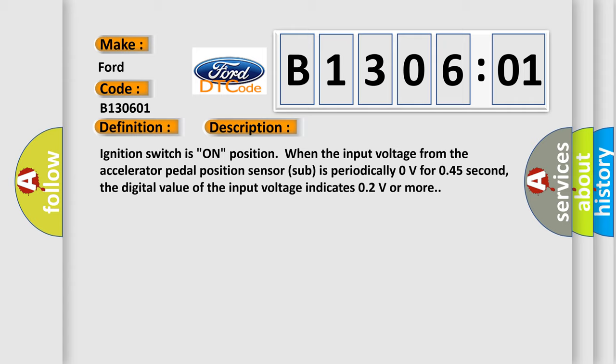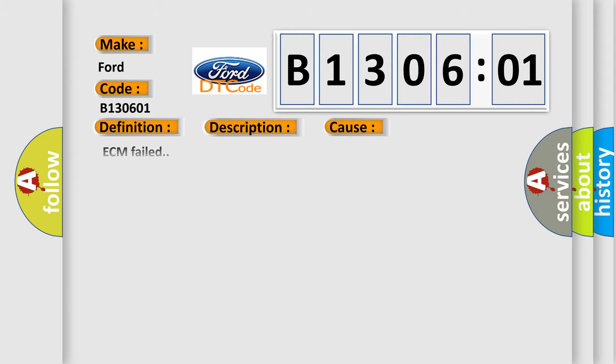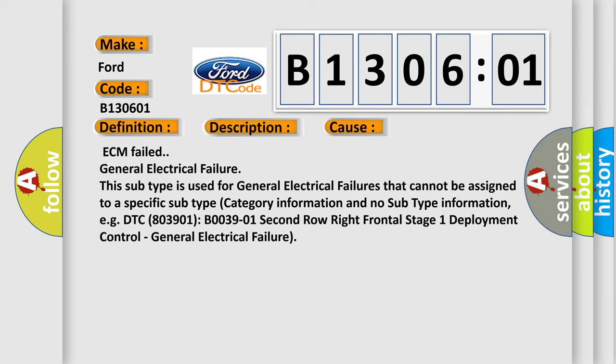Ignition switch is in the on position when the input voltage from the accelerator pedal position sensor sub is periodically 0 volts for 0.45 second. The digital value of the input voltage indicates 0.2V or more. This diagnostic error occurs most often in these cases: ECM failed, general electrical failure. This subtype is used for general electrical failures that cannot be assigned to a specific subtype category and have no subtype information, e.g. DTC B003901 second row right frontal stage 1 deployment control, general electrical failure.